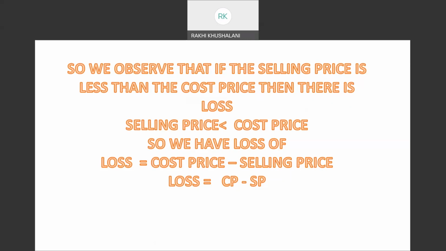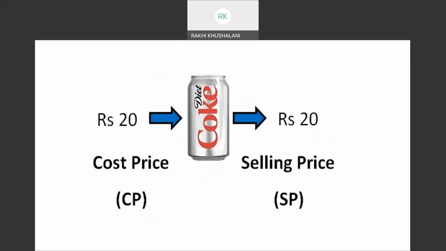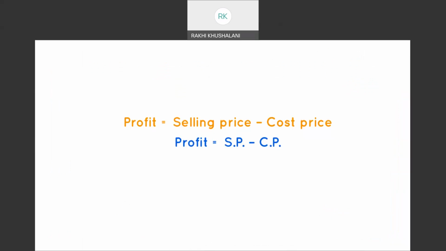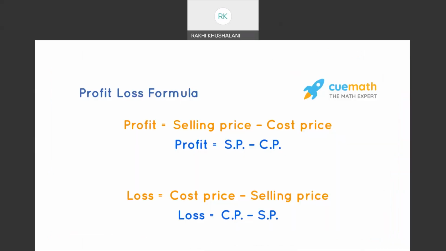And what is that loss? My cost price is ₹20 and I'm selling it away at ₹15. So 20 minus 15 gives me 5. Let's see more. So my profit is equal to selling price minus the cost price. That is, profit is SP minus CP.